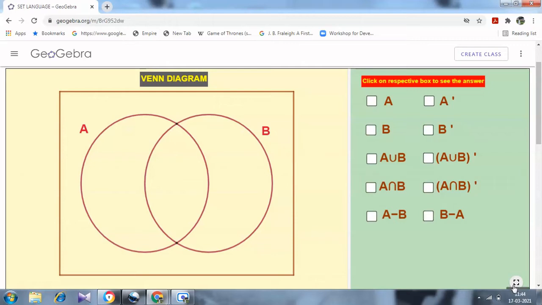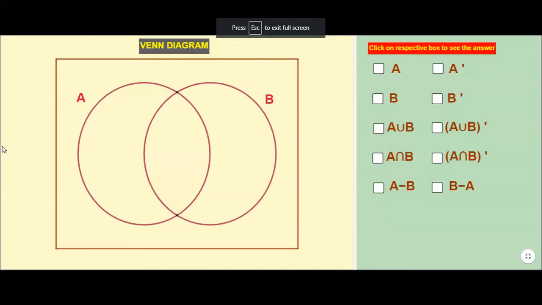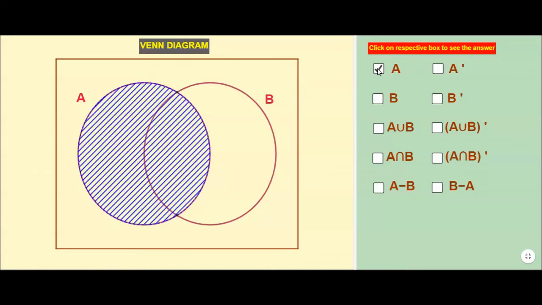Now as you can see, I have opened the page of GeoGebra. As I said earlier, the rectangular portion out here represents the universal set and the two circles represent its subsets A and B. Here the circle to the left represents set A and the circle to the right represents set B. So when I click on the option A here, I get a shaded portion which covers the circle to the left, which represents the set A. So the Venn diagram representing the set A will be like this.